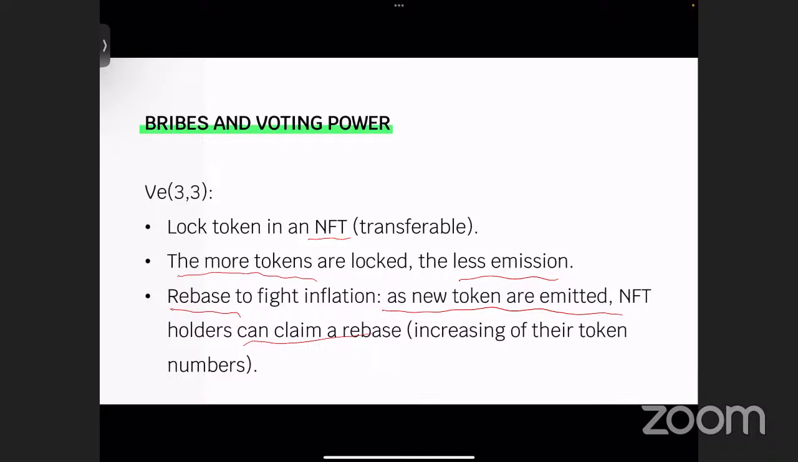So let's say that the inflation is 100% per year. Thanks to the rebase, maybe the inflation for you will just be 50%. Of course, you can't fight 100% inflation. It won't work, but it reduces the inflation. So those two mechanisms help token holders keep their voting power, boost power, and so on, even though new tokens are emitted. While with Curve, because new tokens are printed every day, you know that you are losing, you are getting diluted.